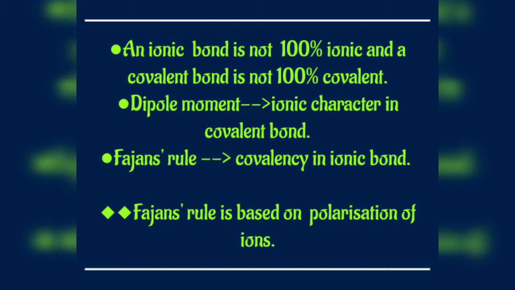Actually, we can't calculate the percentage covalent character in an ionic bond, but we can calculate the percentage ionic character in a covalent bond using dipole moment. Fajans rule is based on deformation or polarization of ions. How does it happen? Let's understand with a picture.